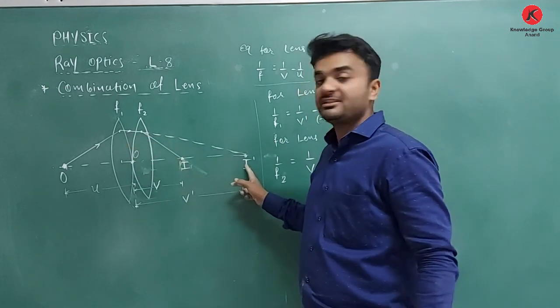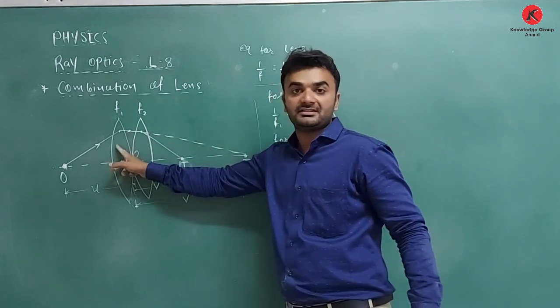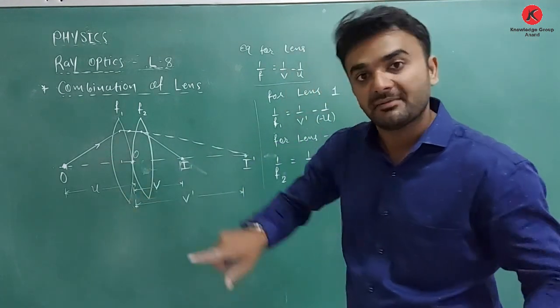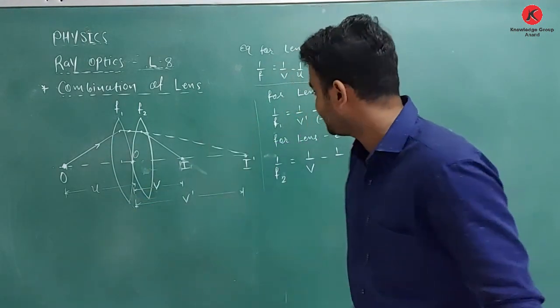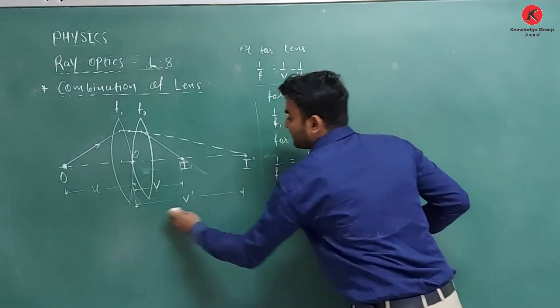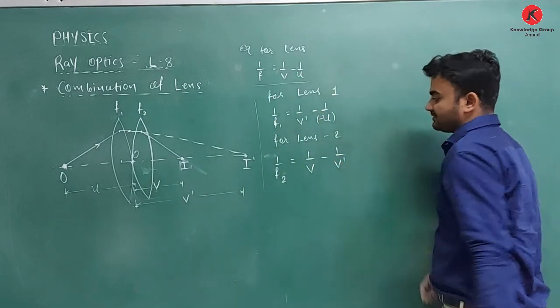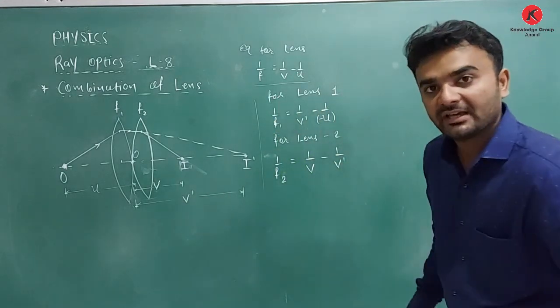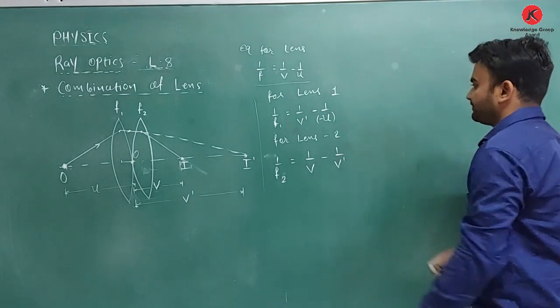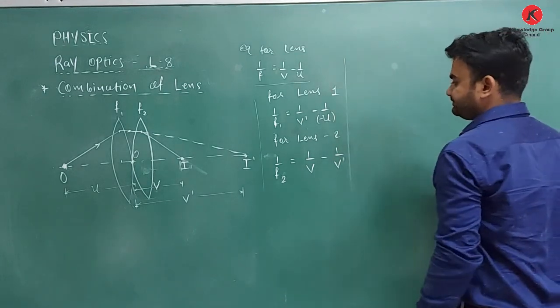This image is formed by the first lens. So the image of the first becomes the object of the second. And this distance is plus, so let's say v dash plus.